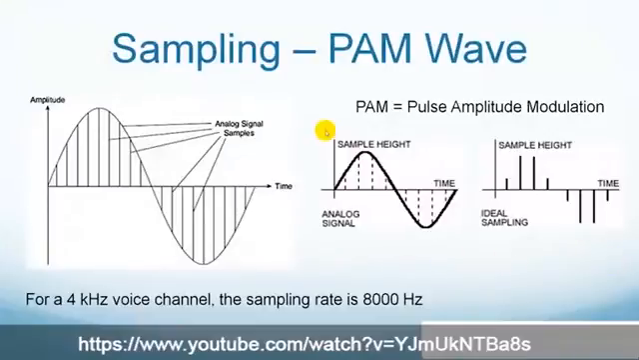In the sampling process, the magnitude of the analog signal is sampled regularly at uniform intervals. The obtained values are called samples. For a 4 kHz voice channel, the sampling rate is 8,000 Hz, which means the signal is sampled 8,000 times per second. The samples will then be converted to digital numbers, as we will see in the quantization process.